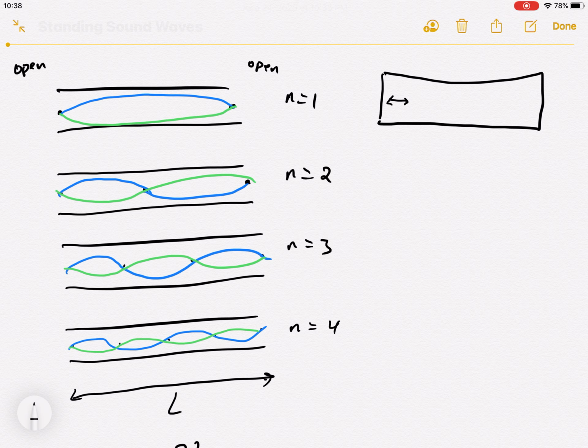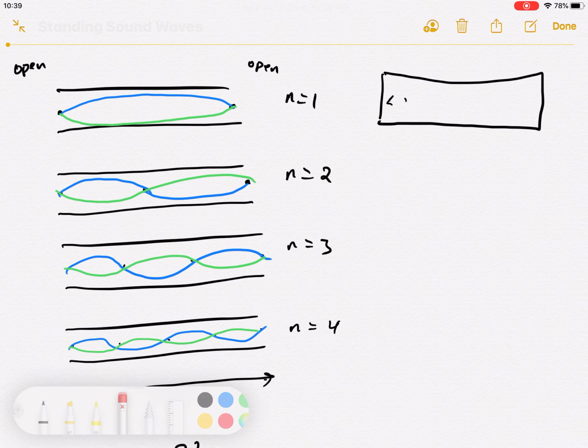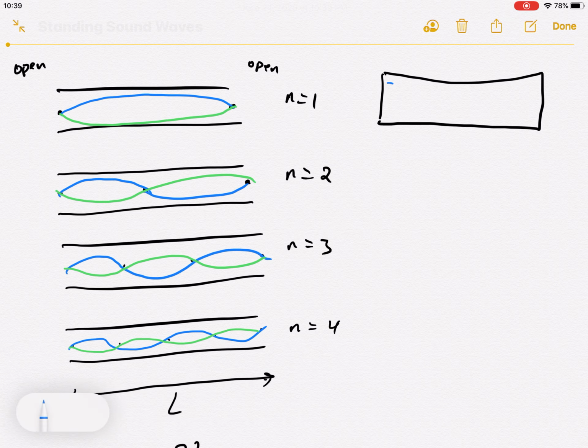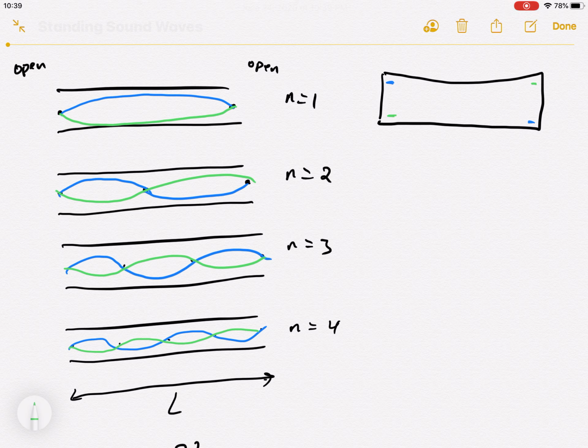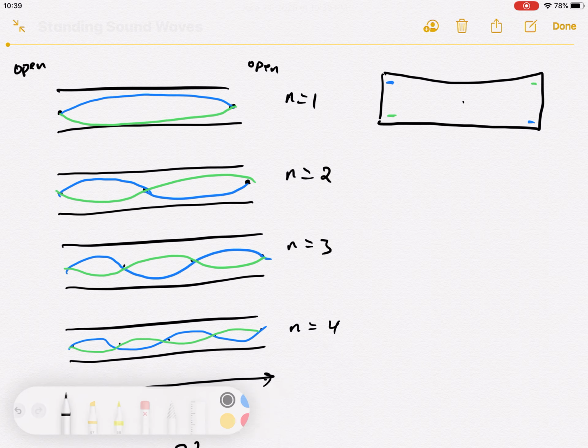So what's the lowest mode that we can put in there? Another way you could drive this is by putting a speaker inside of there and driving it with some frequencies and then hearing which ones are loud. So here's what you can do. This side is going to be an antinode, and this side's also going to be an antinode. And you have to have at least one node in the middle. So that's what's going to happen here: there's a node in the middle.